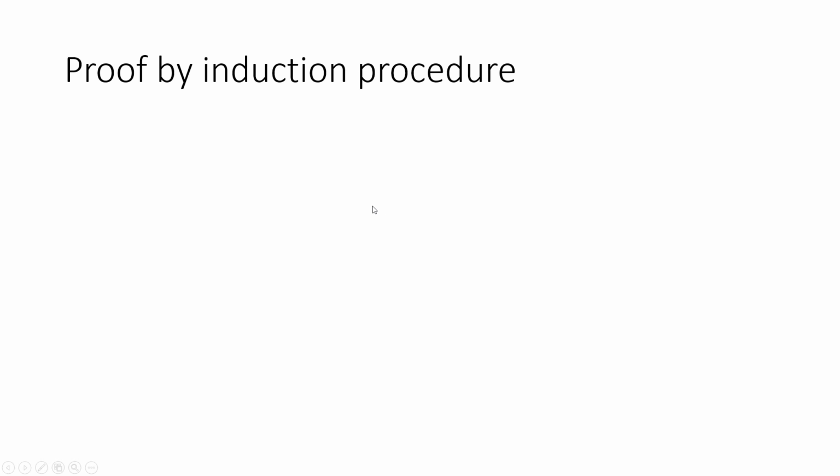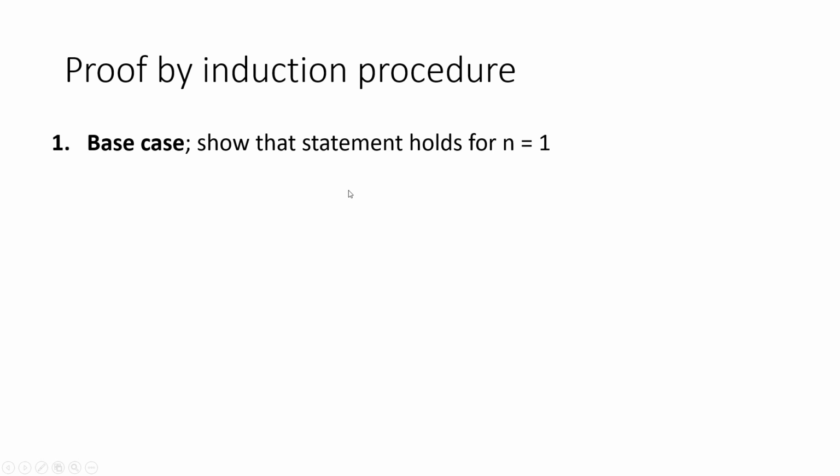So the proof by induction procedure is as follows. The first thing that we need to do is the base case, which is to show that the statement holds for n equals 1. Now, in most cases it will be n equals 1. However, sometimes you could have n equals 0. It depends on which numbers we're showing the statement for.